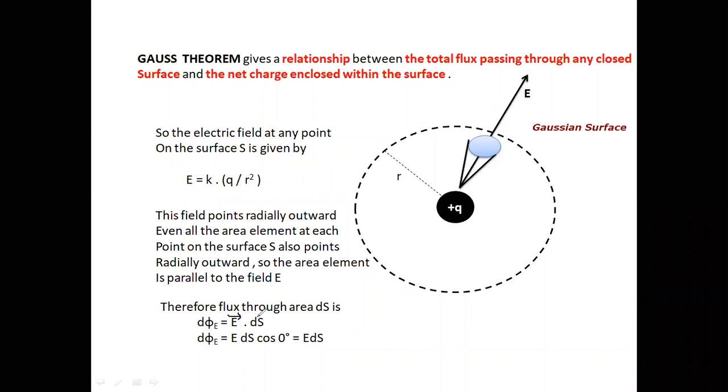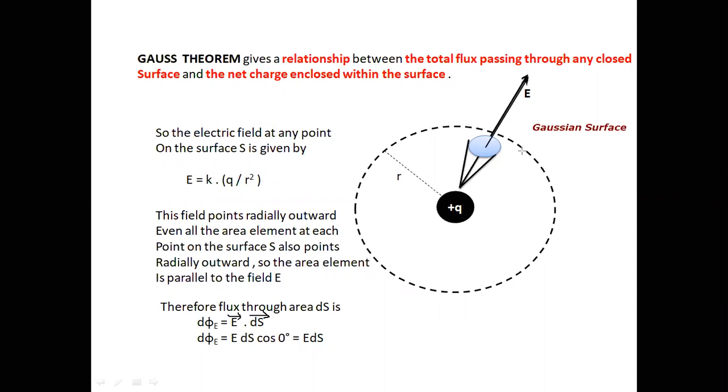Since we are doing a dot product, this arrow has to be there. Anyways, if I use the formula E ds cos 0, now you see why we have taken it as 0. The area vector of this blue shade surface is again radially outward.